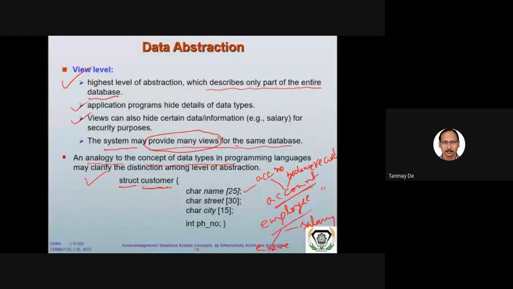Now if we think about the physical level, these customer, account, and employee records can be described as a block of consecutive storage locations, a block of consecutive memory locations.